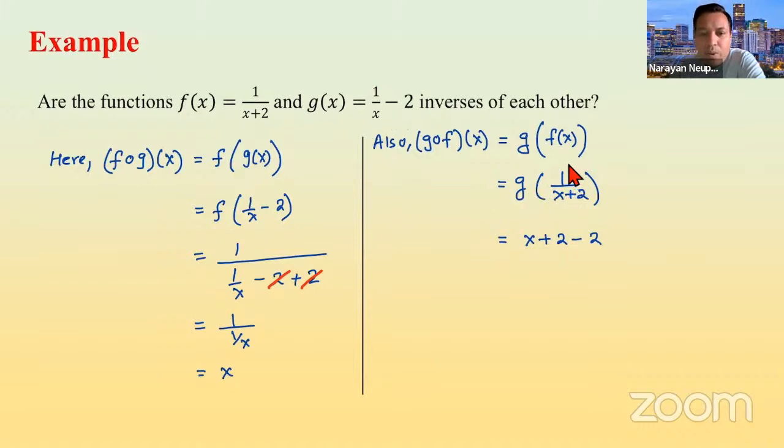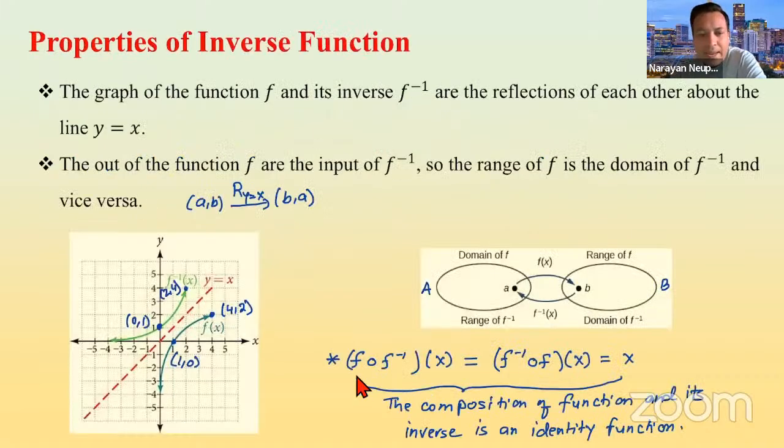Same thing here. We have 1 over x plus 2. It will take the reciprocal of this. Reciprocal of this will be x plus 2. And then we have to subtract 2. So you can clearly see 2 and 2 get canceled, and what we get here is x. So from both sides, we are getting x. As we said in the previous slide, the composition of a function and its inverse, in whatever direction you take, should be equal to x.